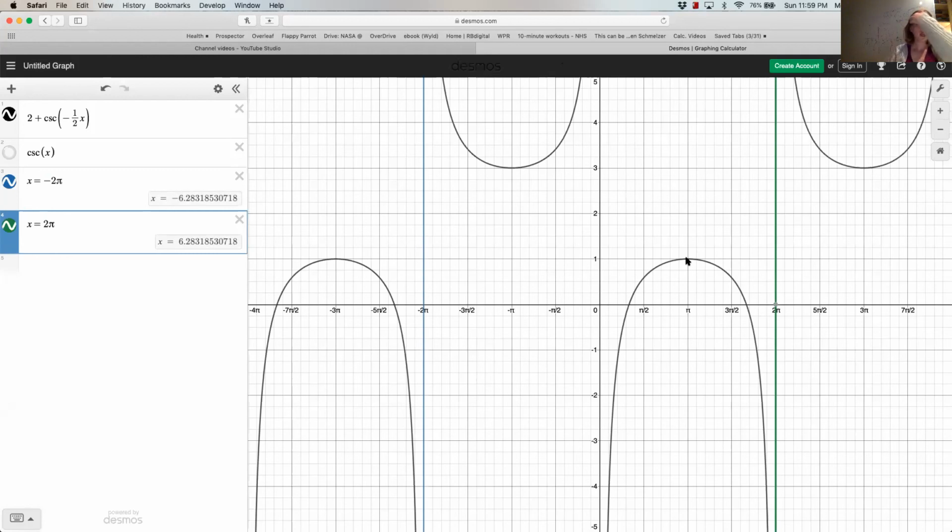Great job. All right, so that's a couple examples of graphing those. Again, the nice thing about these is they work really similar to what we've already graphed. We just have a new set of basic shapes to remember.